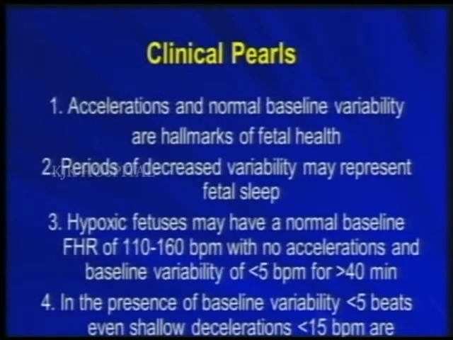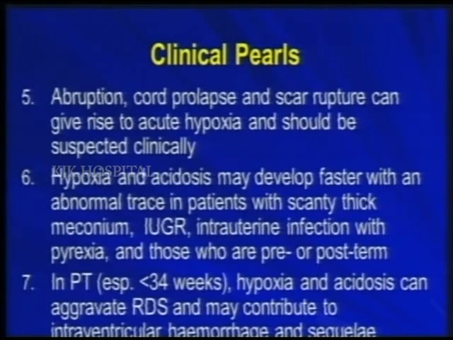And a hypoxic fetus may have a normal baseline rate with reduced baseline variability. And in the presence of reduced variability, shallow decelerations are ominous in a non-reactive trace. This is the one which I mentioned, a long-standing hypoxic pattern. Abruption, cord prolapse, and scar rupture can give rise to acute hypoxia and should be suspected clinically, as I showed you one of the traces of the ruptured uterus. And hypoxia and acidosis may develop faster with an abnormal or pathological trace in patients with scanty meconium, growth restriction, infection, and so forth. So clinical picture is very crucial.